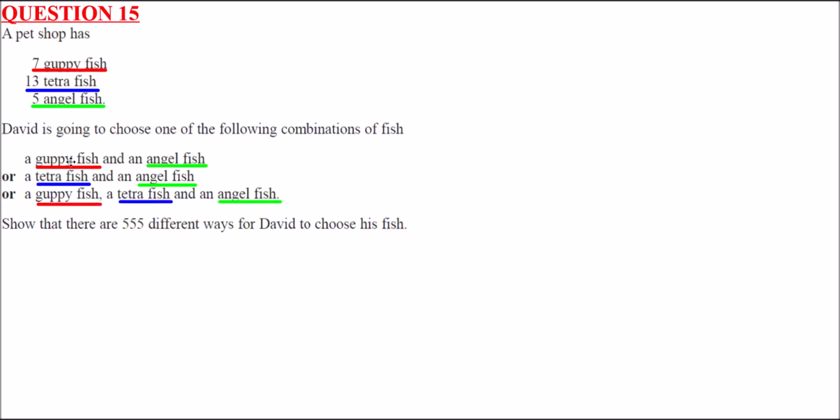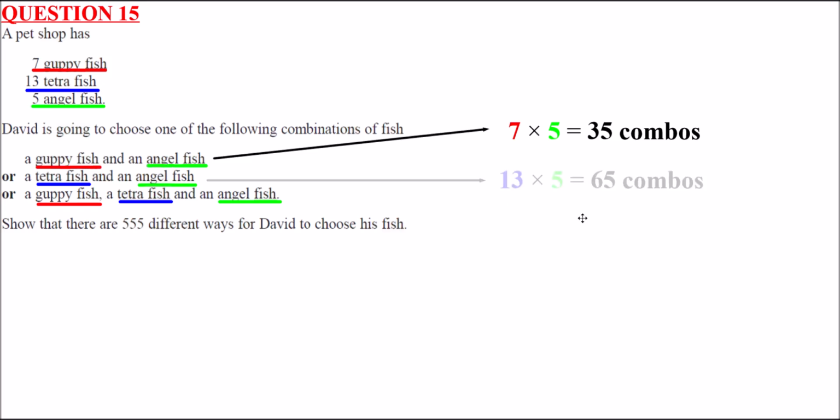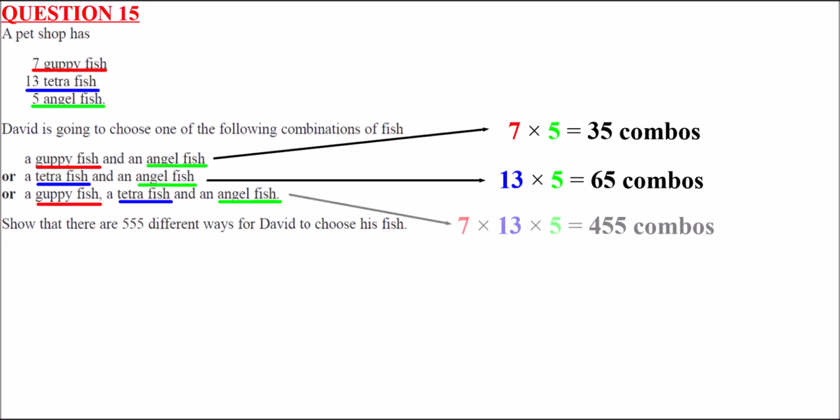So first combination, if there's 7 guppies and 5 angelfish, that means there's actually 7 times 5, which is 35 combinations for this first scenario of a guppy and an angelfish. If you went for the second option and picked one of the 13 tetras and one of the 5 angelfish, then that would be 13 multiplied by 5, which would be 65 combinations. Or finally, if you had one of each, that'd be 7 guppies multiplied by 13 tetras multiplied by 5 angelfish, which is 455 combinations.